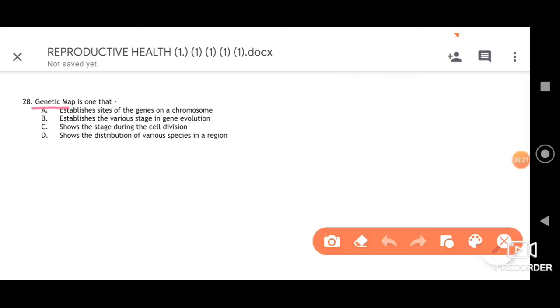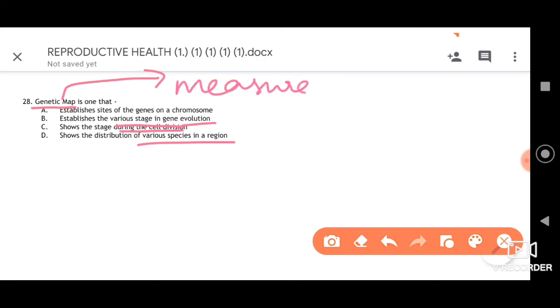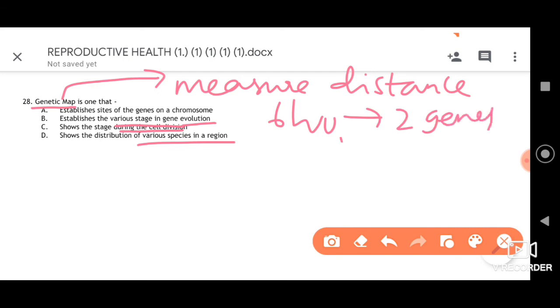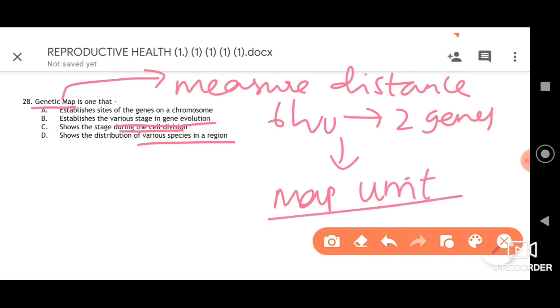First of all, let me tell you that a genetic map is concerned with principles of inheritance and variation. It is not concerned with various stages in gene evolution, or cell division, or various species in a region, my dear friends. Remember that the genetic map is used to measure the distance between two genes. The unit of measurement here is the map unit.